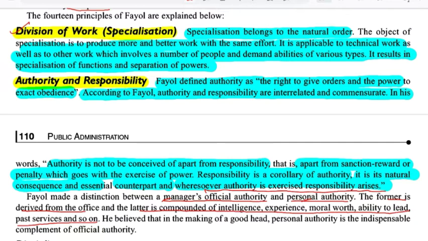He believed that in the making of a good head, personal authority is an indispensable complement of official authority. Means in the presence of official authority, there must be personal authority as well in the making of a good head. If you want to become a good head, then with official authority, you should also have personal authority as well.